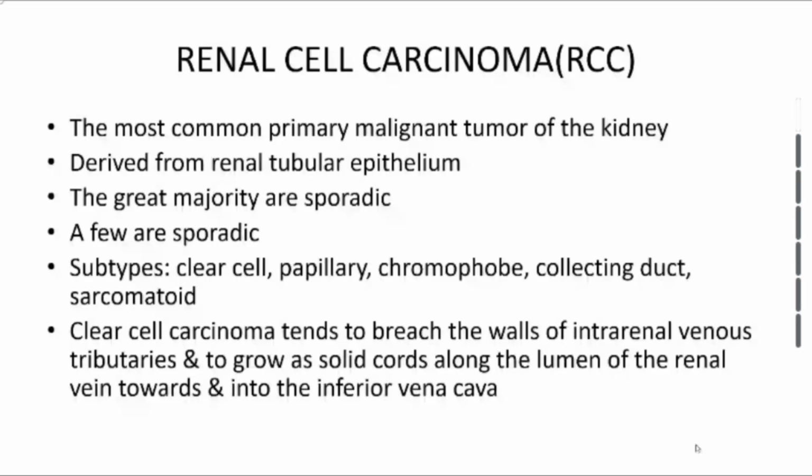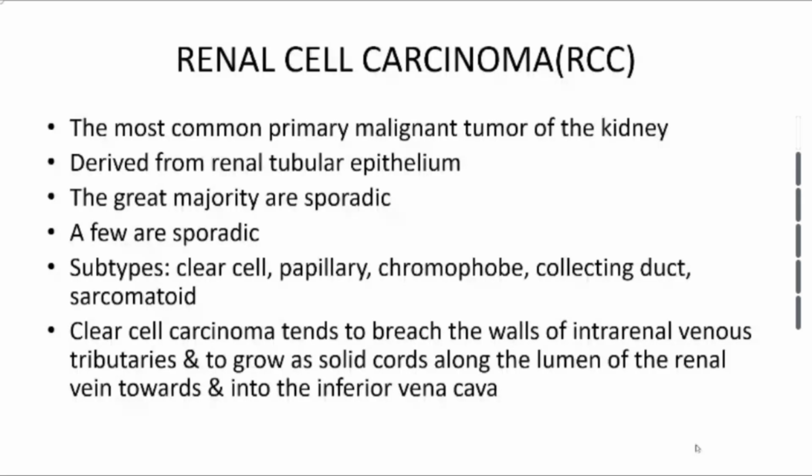And the great majority tend to be sporadic. Yeah, so there seems to be a confusion there. So it should be the great majority are sporadic. That is, basically they occur without any, you cannot pinpoint and say it is more common in this area or the other, or in this population or another population. So it tends to be sporadic. And then we have subtypes of renal cell carcinoma, like the clear cell, papillary, chromophobe, collecting duct, sarcomatoid. So those are just subtypes of renal cell carcinomas.